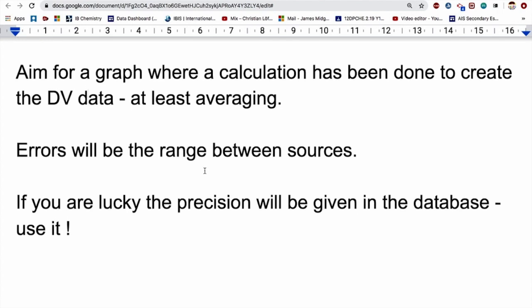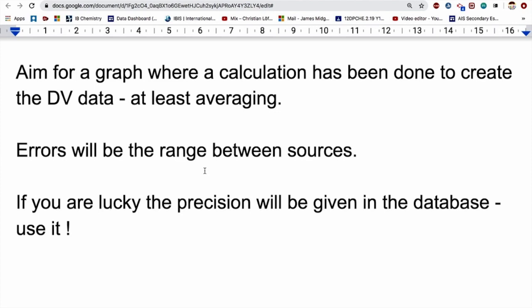Where do the errors come from? Well, the errors come between the different sources that you have used. You might use different universities for, I don't know, the electronegativity. You might use different universities for bond length or bond energy or whatever it happens to be that you're looking at. There will be a range in between the different sources that you have used. That range is the basis of your uncertainty.